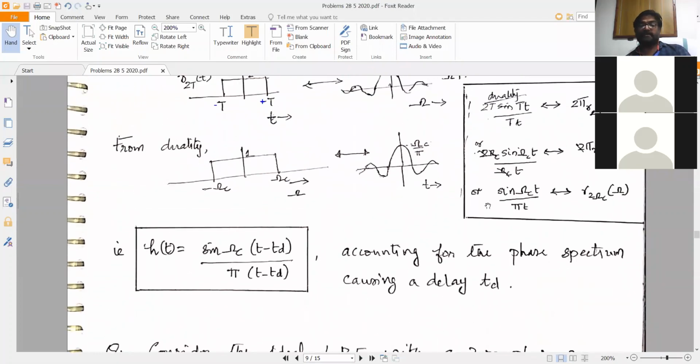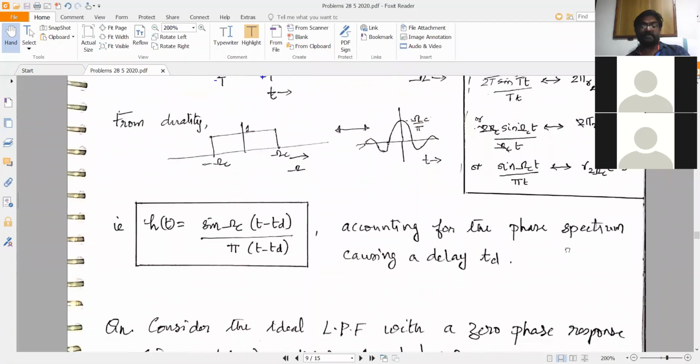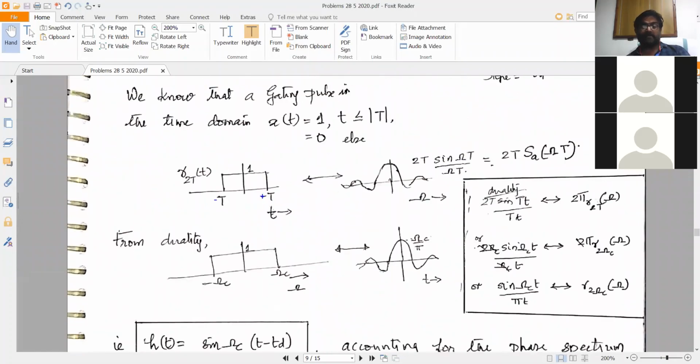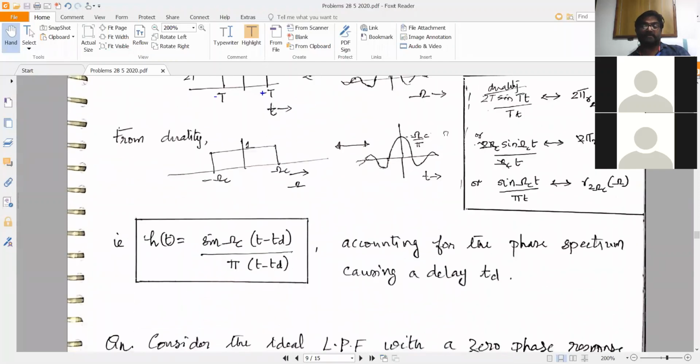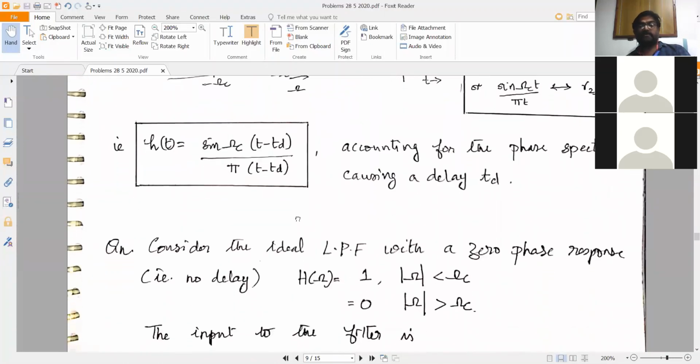This was sin(omega c t) by pi t. Now that will be delayed by td. So h of t is sin(omega c (t minus td)) by pi (t minus td), accounting for the phase spectrum which causes a delay of td. So the impulse response of the ideal low pass filter is now sin(omega c (t minus td)) by pi (t minus td).